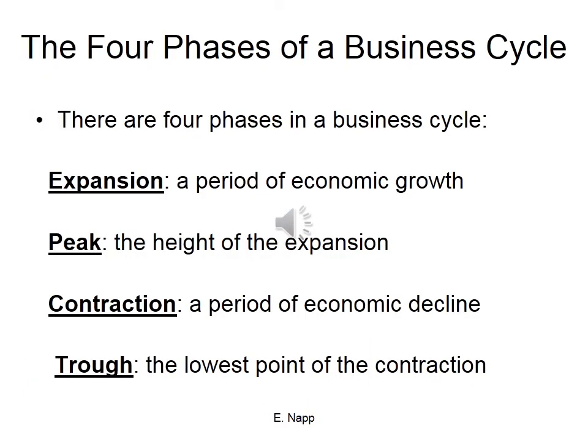There are 4 phases of a business cycle. The first one is expansion, which means a period of economic growth. The second is peak, which is the height of the expansion. The third is contraction, which is a period of economic decline. And finally, trough, which is the lowest point of the contraction.